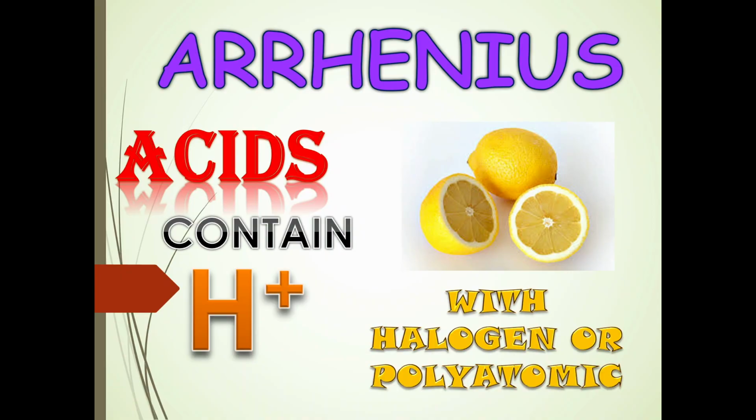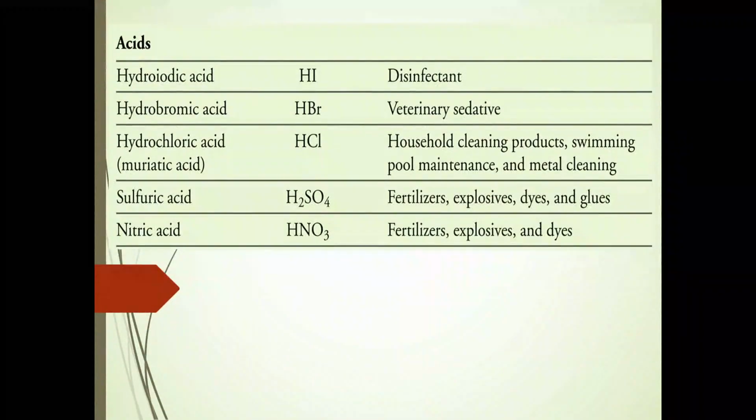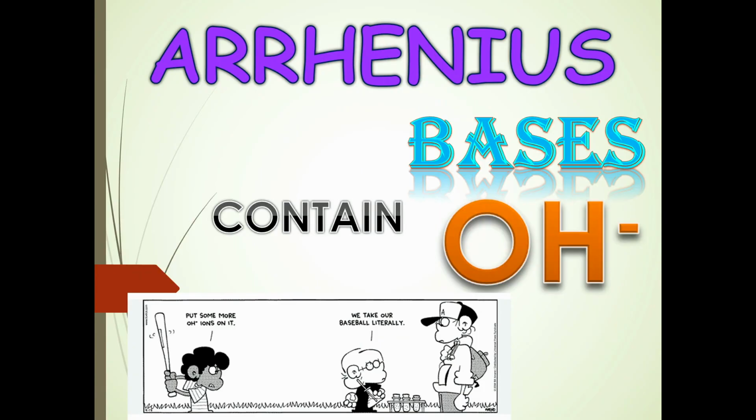In particular, an H+ connected with either one of the halogens or with a polyatomic. There are other things H attaches to, like water, but we do not consider water an acid. But the other half of water, if I have H+ in water, the other half of water is OH-. So Arrhenius is going to define his base as that other half, the OH-.